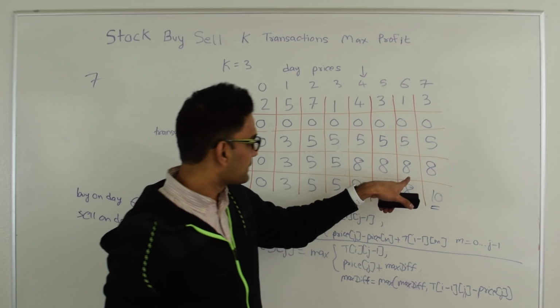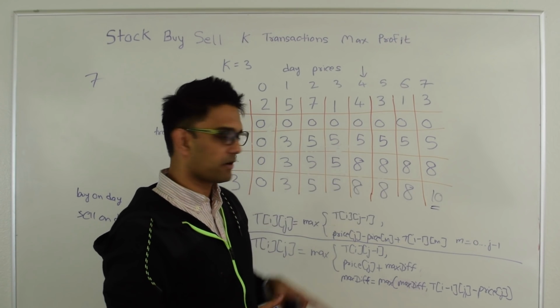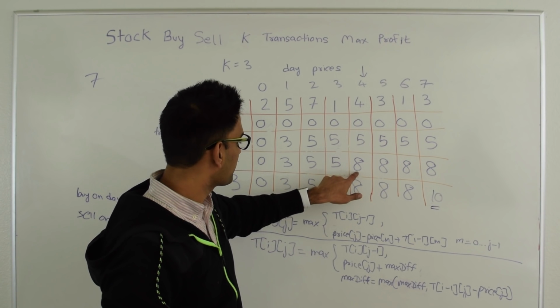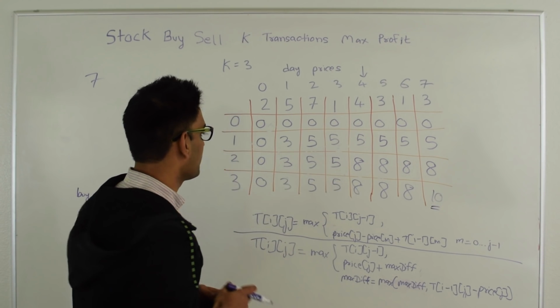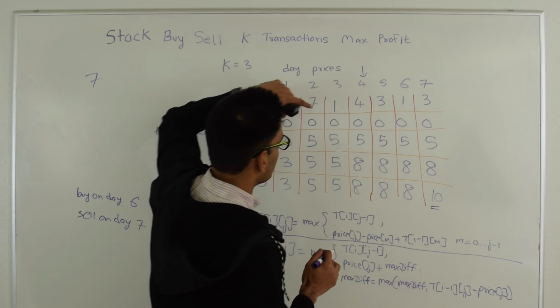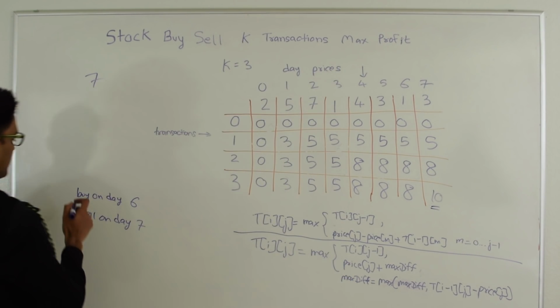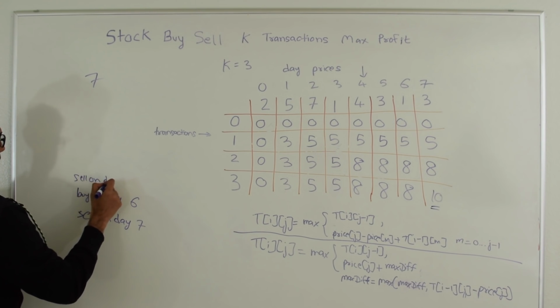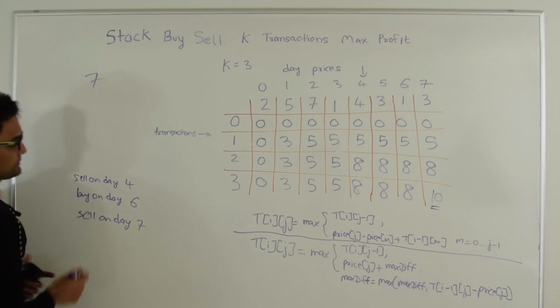Now we are looking at this day and we are trying to figure out where this 8 is coming from. This 8 is coming from here, this 8 is coming from here, this 8 is not coming from here. Which means that we are doing a transaction on this day. So we are selling on day 4. So sell on day 4.